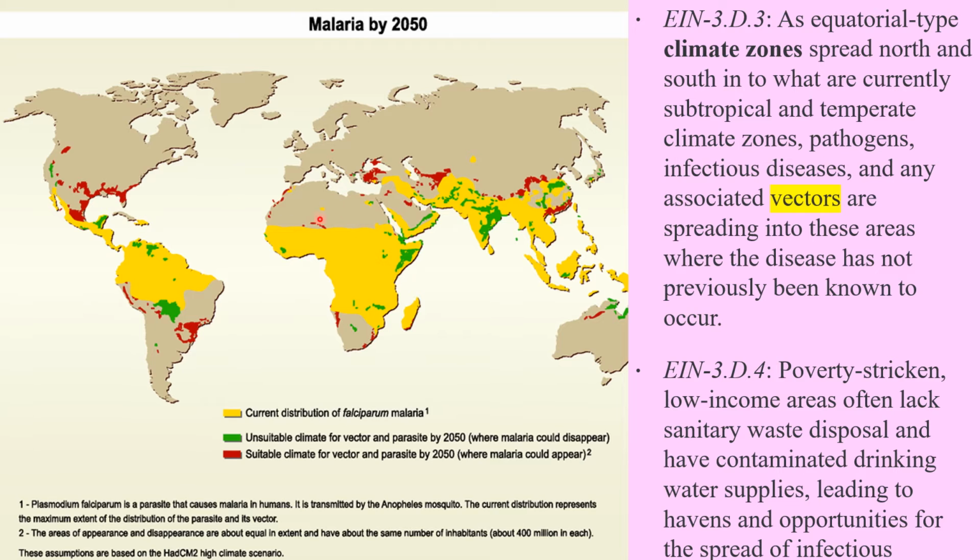So the climate zones spread north and south. So the tropical zones and the subtropical zones are moving into our temperate zones. And with that, pathogens, infectious disease, and all the vectors associated with them are also spreading into those zones. And poverty-stricken, low-income areas often lack the sanitary waste disposal and the technology in order to protect themselves from the increase in these pathogens moving into their zones.